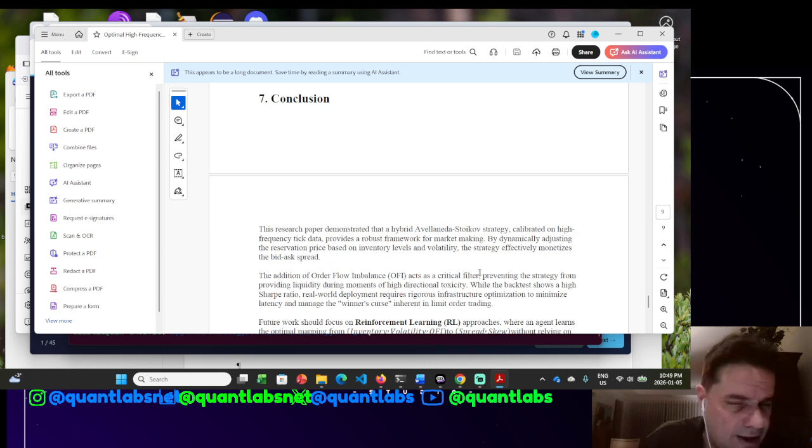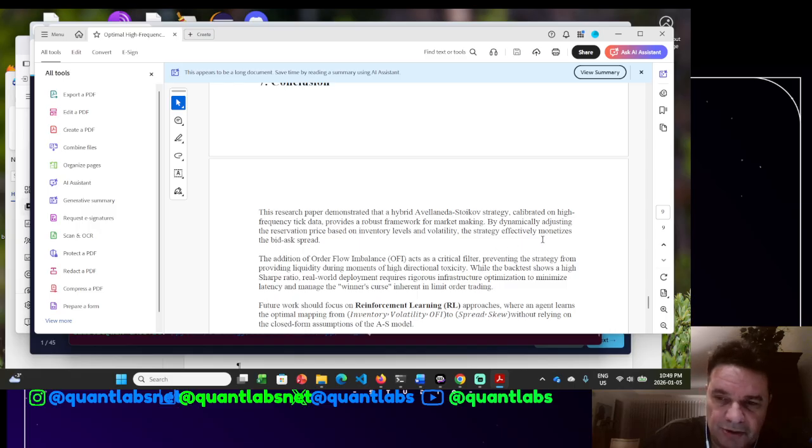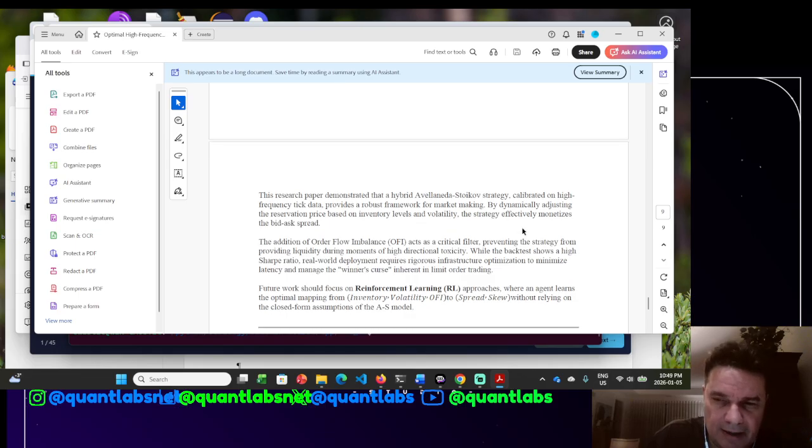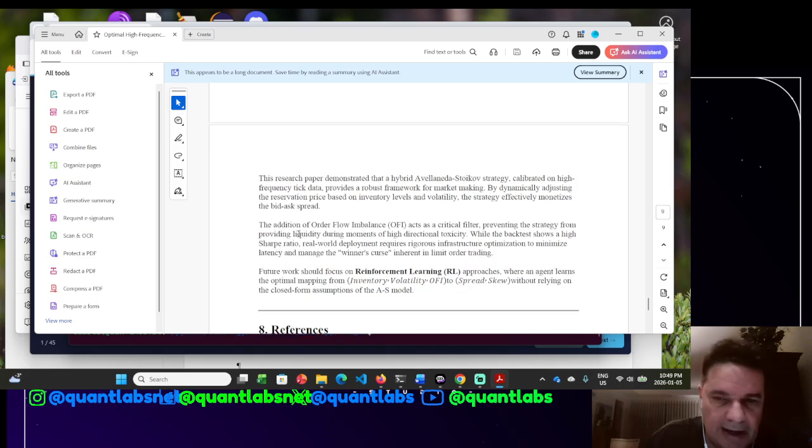Again, I've said that before, that's the hardest market condition to be in. So we dynamically adjust the reservation price based on the inventory level and the volatility. The strategy itself, because it's all self-contained, can effectively monetize the bid and ask. We also have the order flow imbalance. That's a critical filter, preventing the strategy from providing liquidity during moments of high directional toxicity.